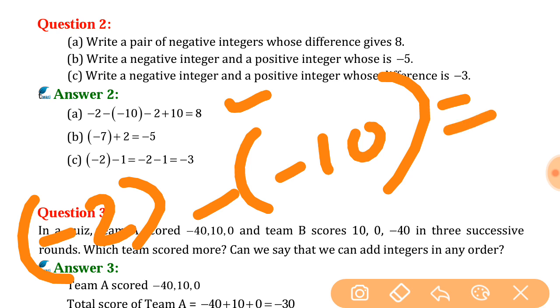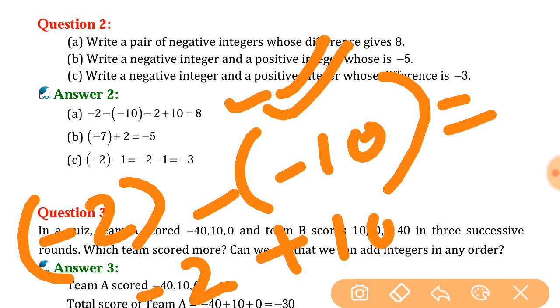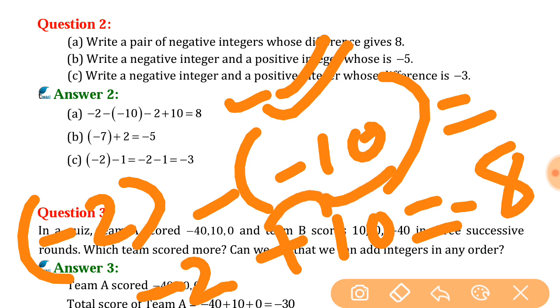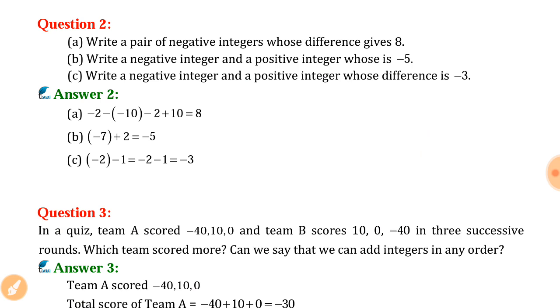Here also see, only the numeral is bigger. So minus 2 as it is, plus of minus plus 10. Because one is negative, one is positive, take a difference. 10 minus 2 is 8. Then the bigger numeral is positive, that's why it is positive. You can choose any pair of integers, you can get the positive 8.